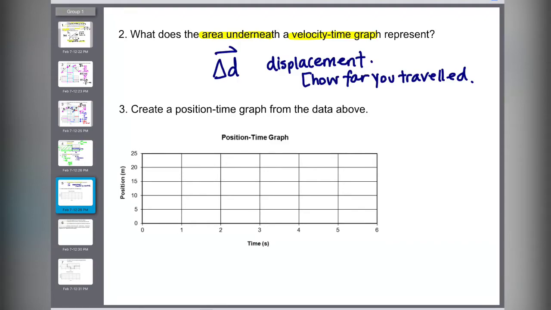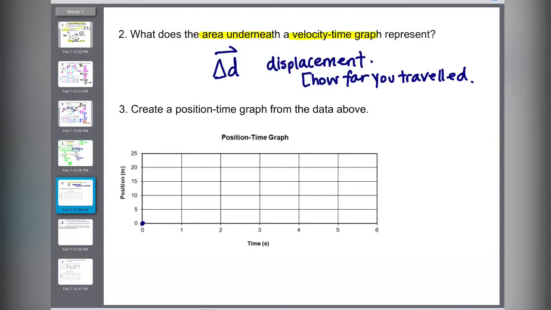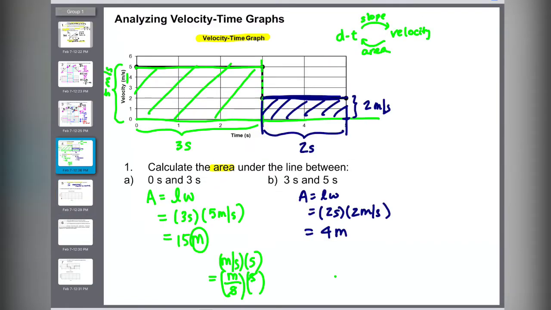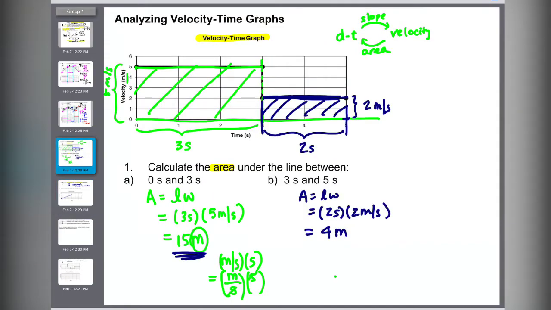Okay, so they want you to create a position time graph from the data above. Between 0 to 3 seconds, it has traveled a total position of 15 meters. So at 3, it goes to 15. You draw a straight line, because it's traveling at a constant velocity. If you remember from the last lesson, a constant velocity is a straight line. So this is a straight line up here.